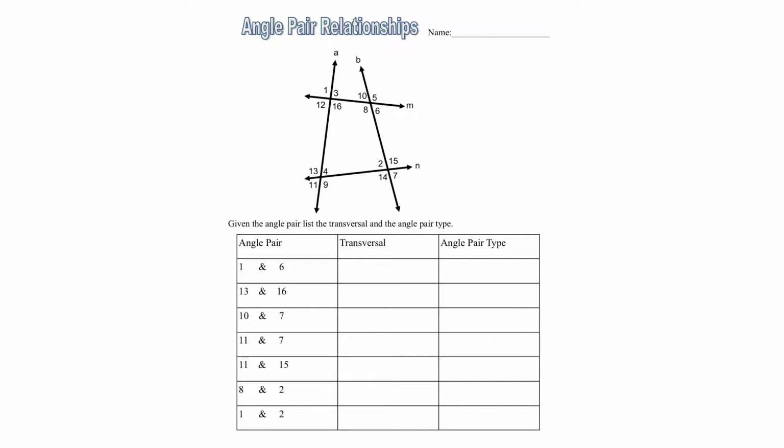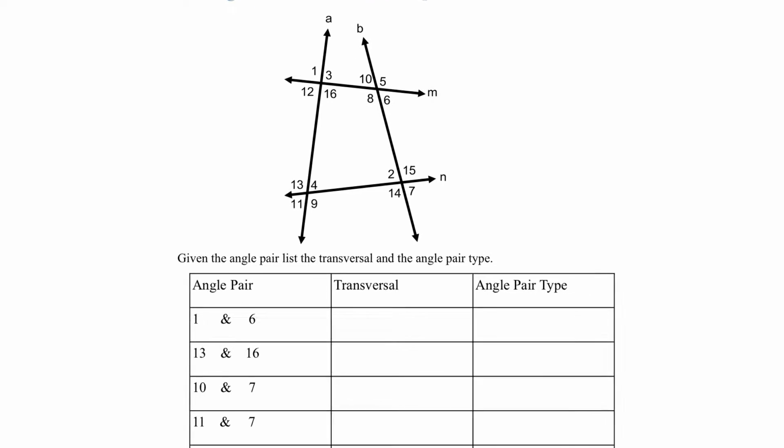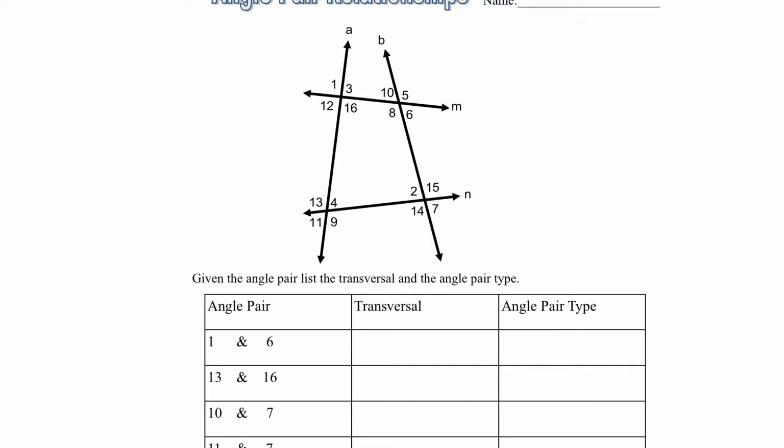Okay, so what we're going to do today is practice more on identifying these angle pair types, and we're also going to talk about the transversal today, and then we're also going to look at the relationship between some of these. Okay, so on the first one, we're looking at this table, so angle 1 and 6.